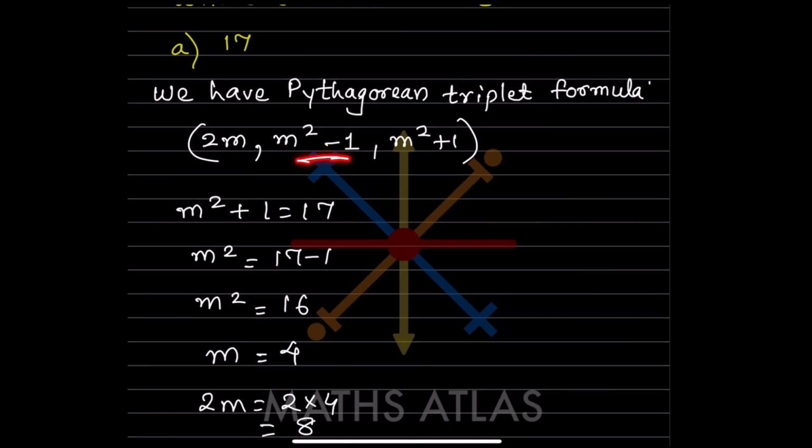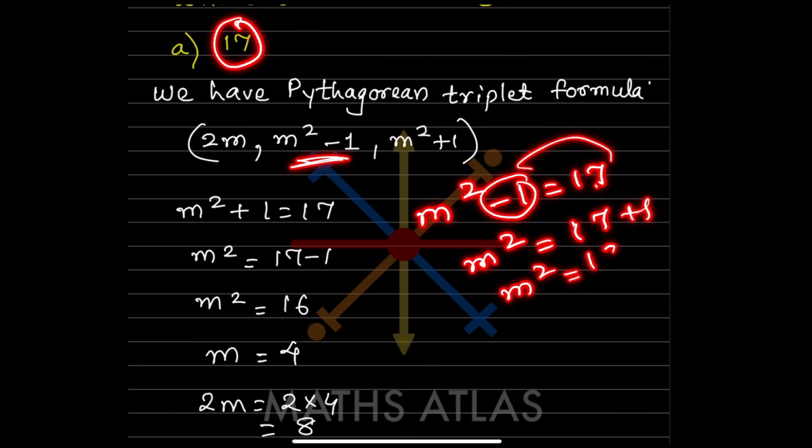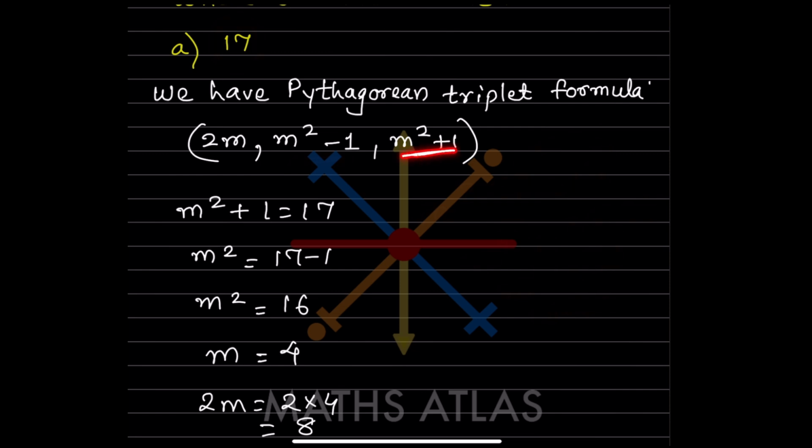So now what will you do if we are taking m square minus 1? So if I am writing m square minus 1 is 17, because they have given here 17. So what will I get here? m square is equal to 17, this will go that side, that is going to be plus 1. So m square is 18. So m will be something which is not a perfect square. So that will be something in decimals. So we are not going to consider m square minus 1.